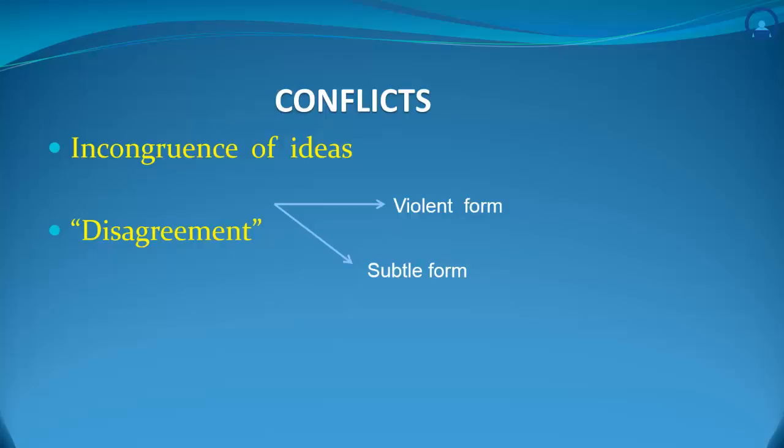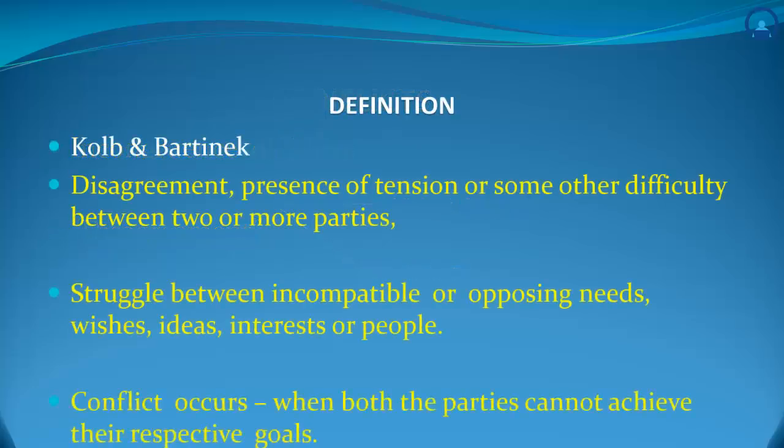So let us now go ahead and understand a little more about conflicts, and let us try to put it in the form of a definition. Kolb and Bartnick have worked on it, and according to them, disagreement or presence of tension or some other difficulty between two parties can be termed as conflict. They took up two parties. Two parties could be individuals, two groups, or a group and an individual. So there could be any case.